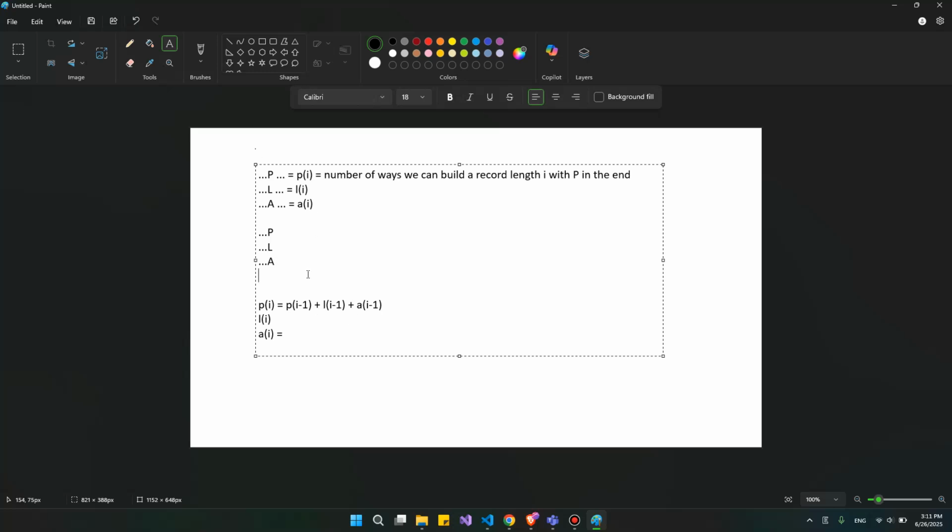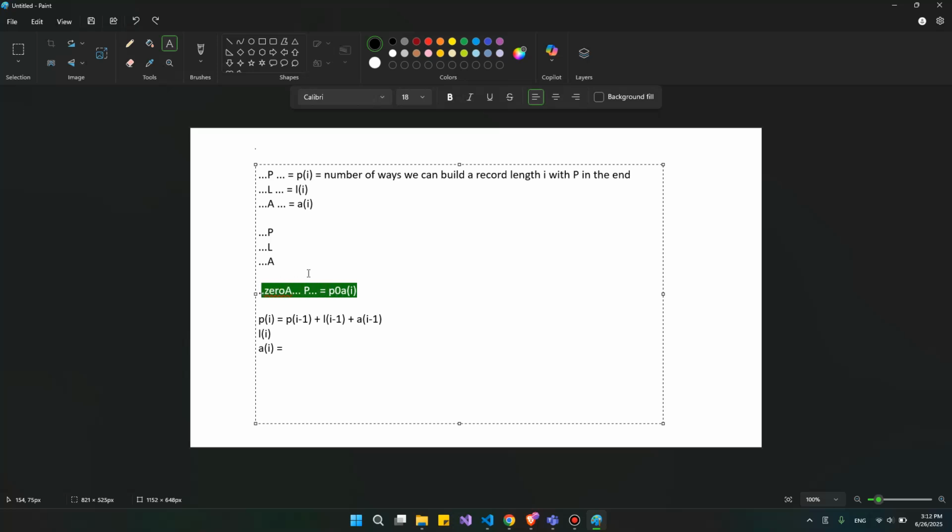So let's take another step. We will build another step with zero A before P, and zero A or L. So come back to our P zero A I.